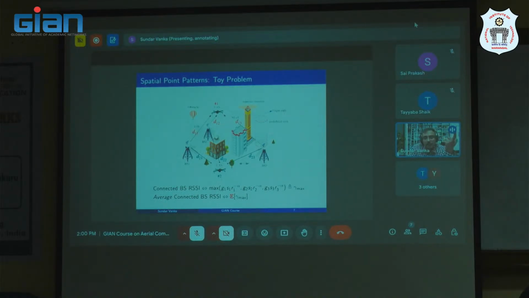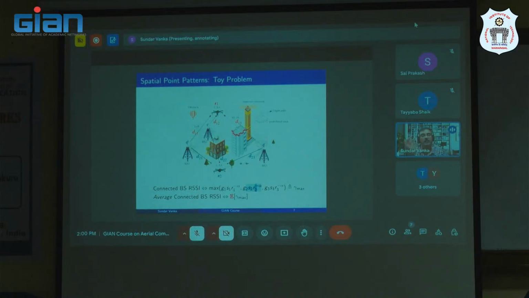If you go back to our model, the energy from base station 1 is G1 from the fading, S1 from the shadowing, and R1 to the minus alpha from the distance from base station 1. And then G2, S2, R2 to the power minus alpha is the RSSI from base station 2, similarly from base station 3. I'm assuming that the powers of these base stations are the same. If the powers are not the same, you can add the powers here also, no problem. So the connected base station RSSI looks like a maximum of these 3 numbers. But remember, each of these 3 numbers is dependent on where I locate.